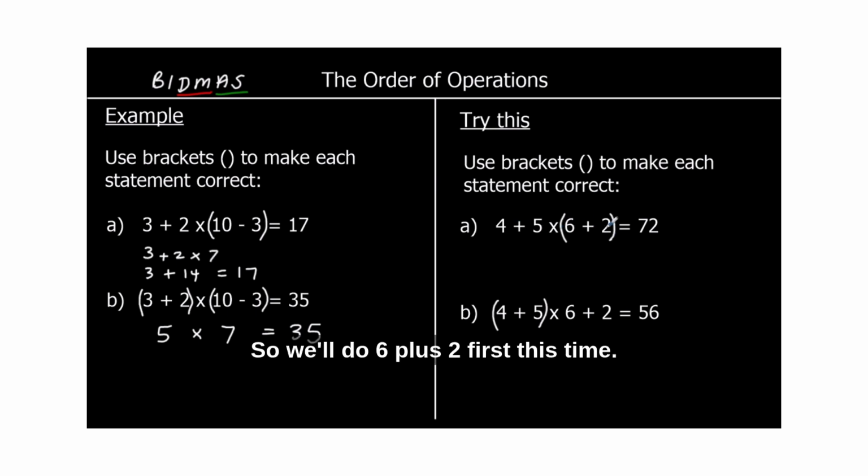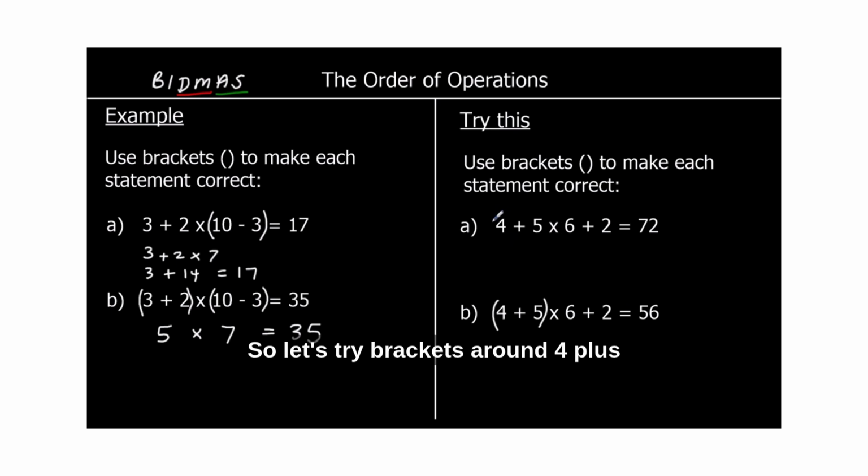So we'd do 6 plus 2 first this time. So that would be 4 plus 5 times 8. 5 times 8 is 40. That would be 4 plus 40, which is 44. And that is not what we want either.